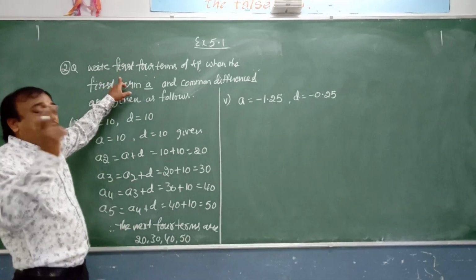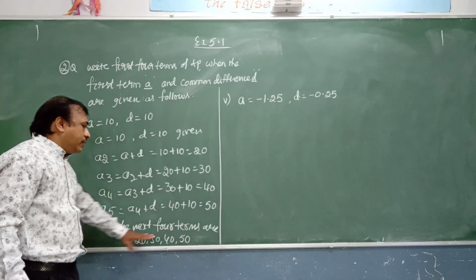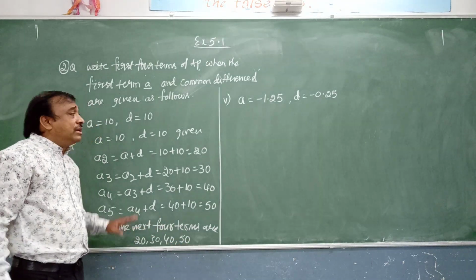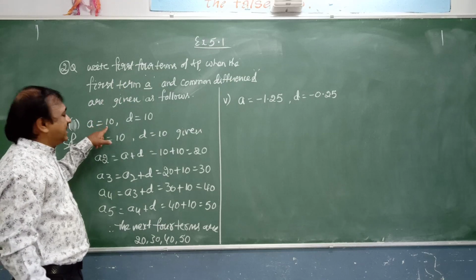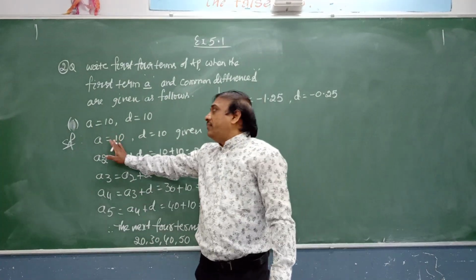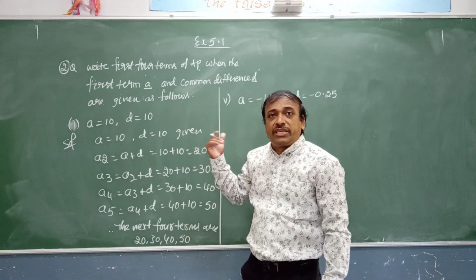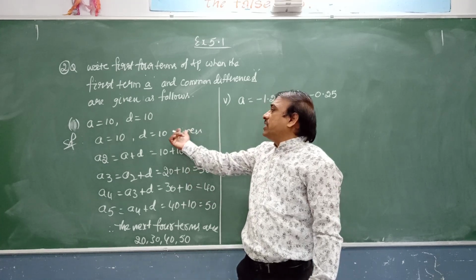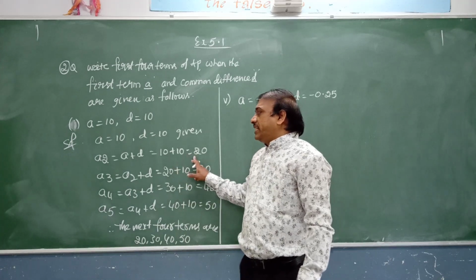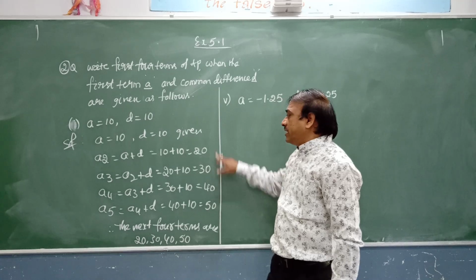If you are avoiding the first term, you can write the next 4 terms are 20, 30, 40, 50. Why did we write next 4 terms? Because already the first term is given as 10. Now here, don't get confused. In the formula we wrote A plus D, A plus 2D, A plus 3D, A plus 4D. We are not using the formula. We are using a simple technique without the formula. That is 10 plus 10, A3: second term plus the common difference. That is 30, like this.